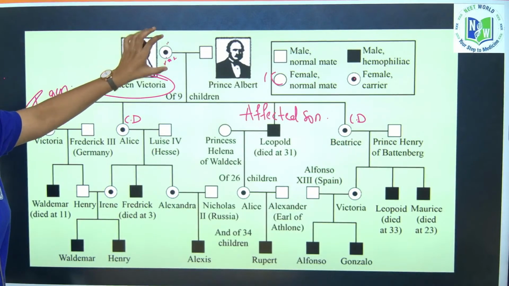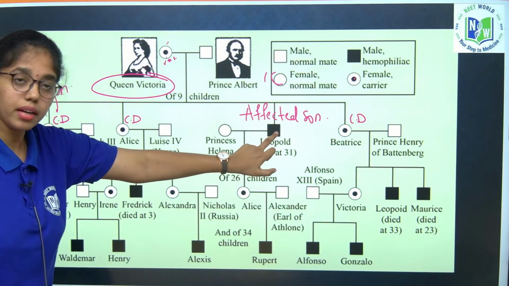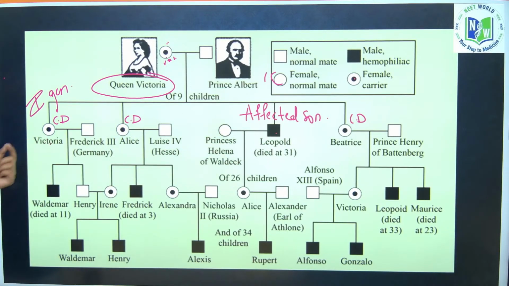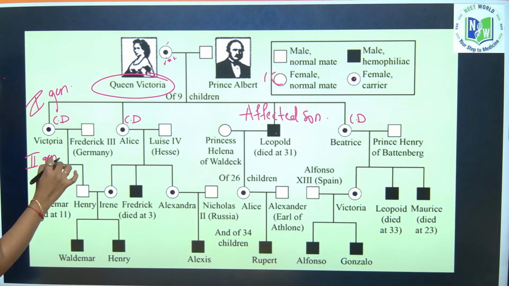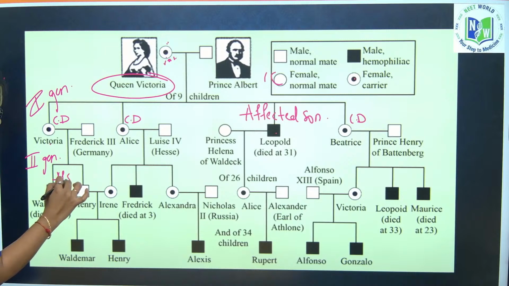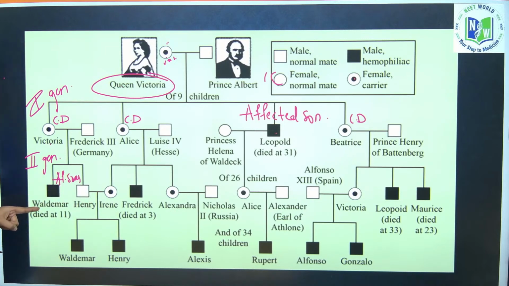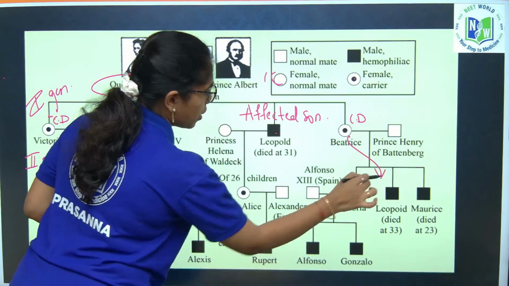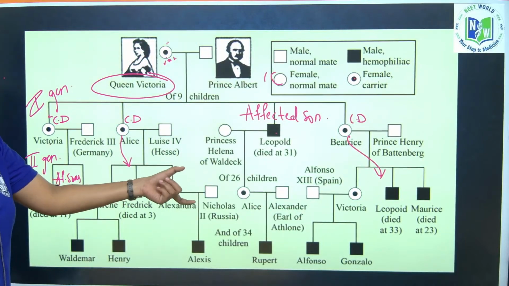And a carrier mother will give rise to an affected son. Okay, and carrier daughters from the first generation are giving rise to affected sons of the second generation. Can you see that? Carrier daughters of the first generation are giving rise to affected sons of the second generation, if you can see here. Okay, this you have to remember for sure.